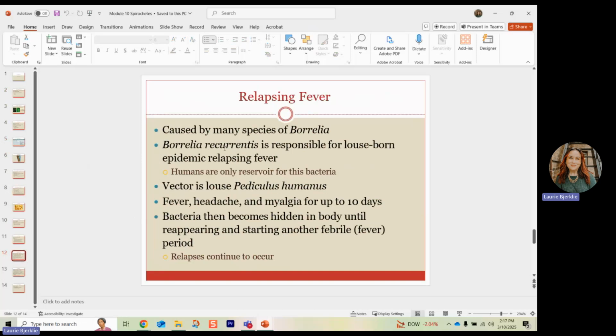So fever, headache, myalgia, which is muscle pain, for up to 10 days. And then it can become hidden and then reappear and start another fever period and then become hidden and then reappear. Thus the name relapsing fever: it's there and then it goes away, and then it's there and then it goes away.